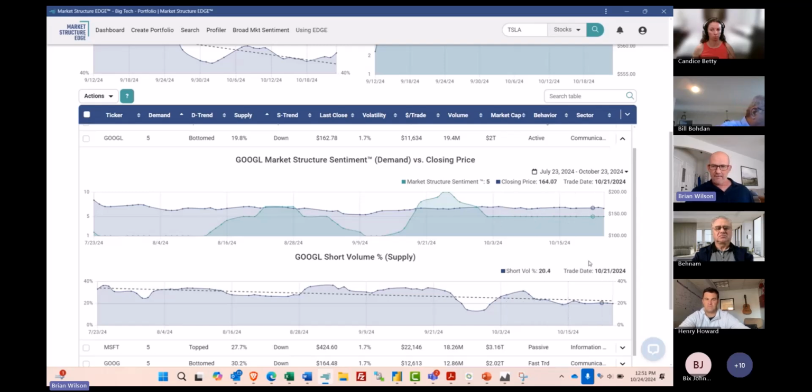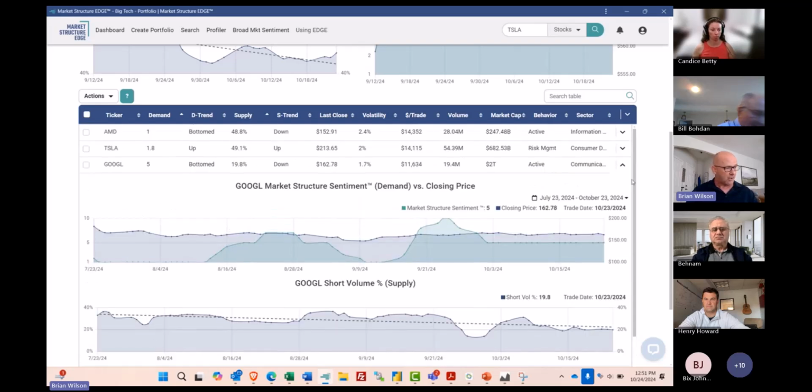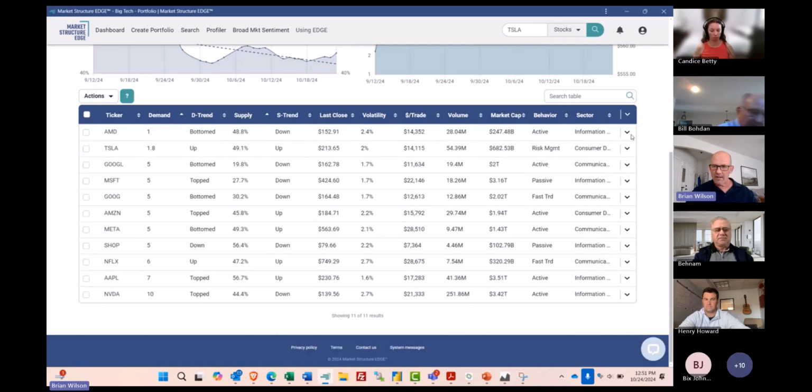Sentiment steady at 5, short volume below trend. We don't see any big bets like we saw in Tesla. No one's expecting any significant weakness. No one's expecting any significant gains either. We look at AMD. They're also here in our big tech portfolio.